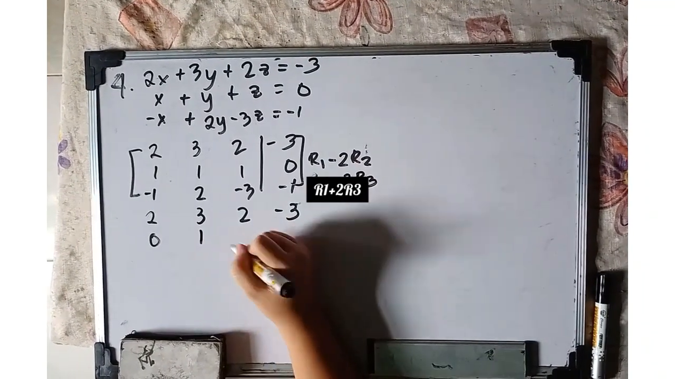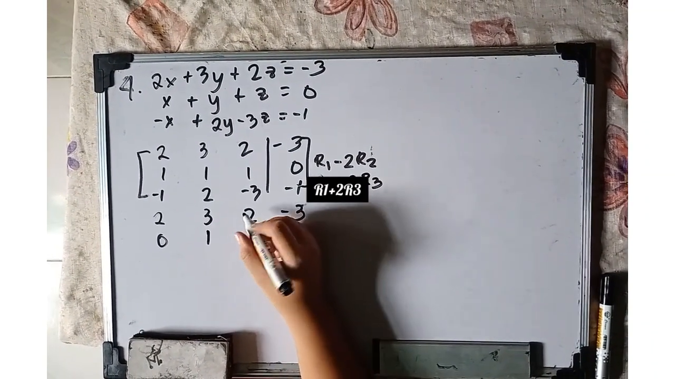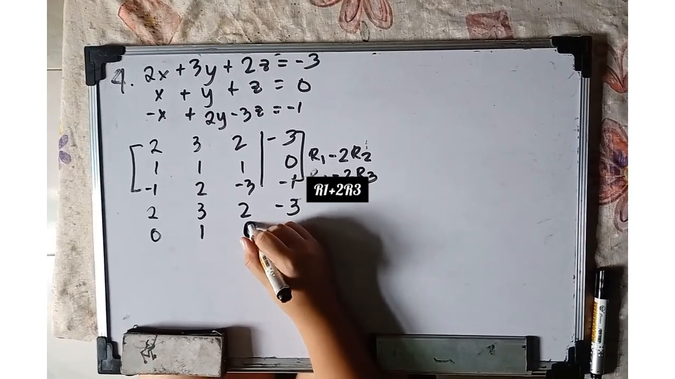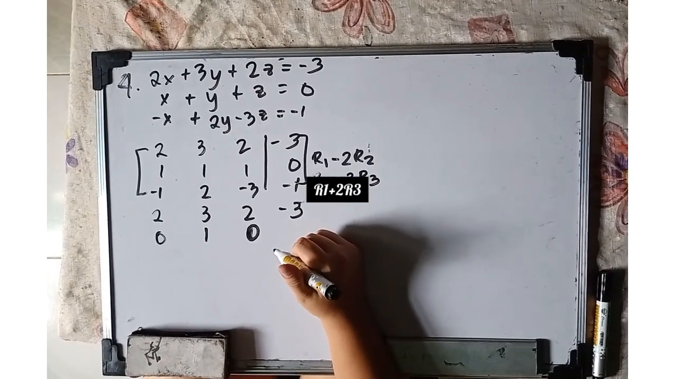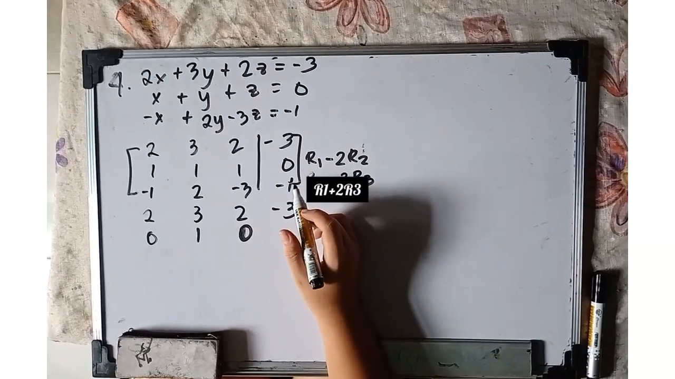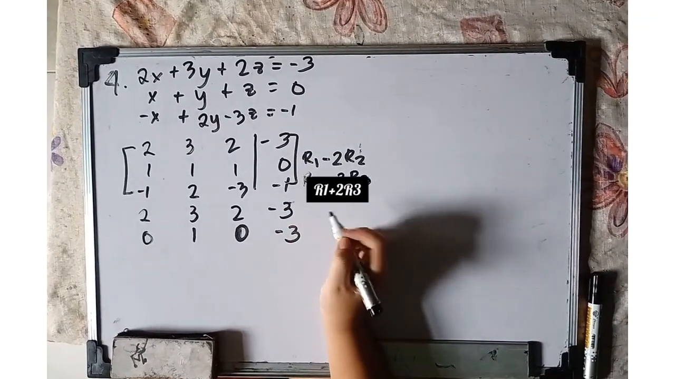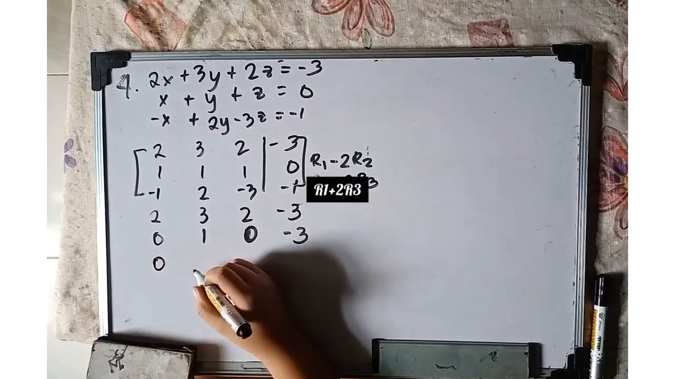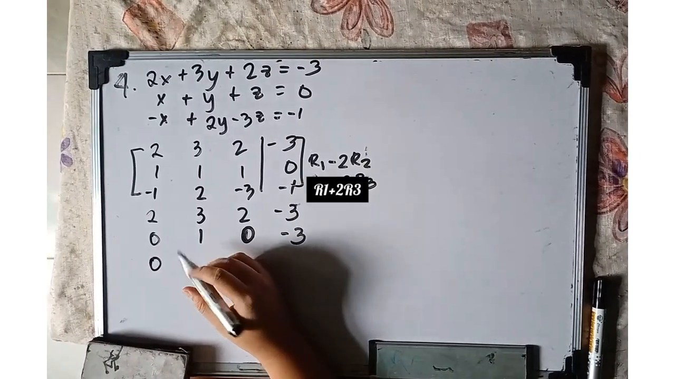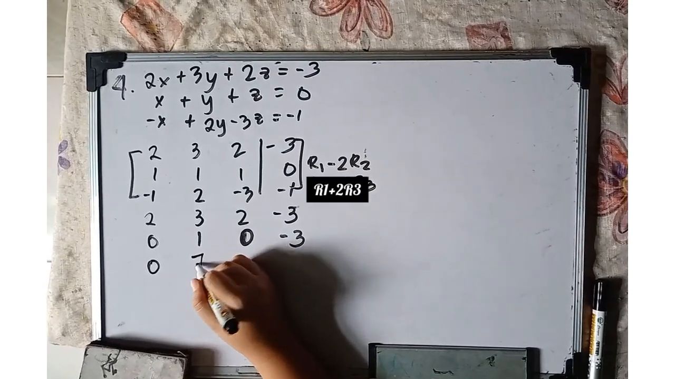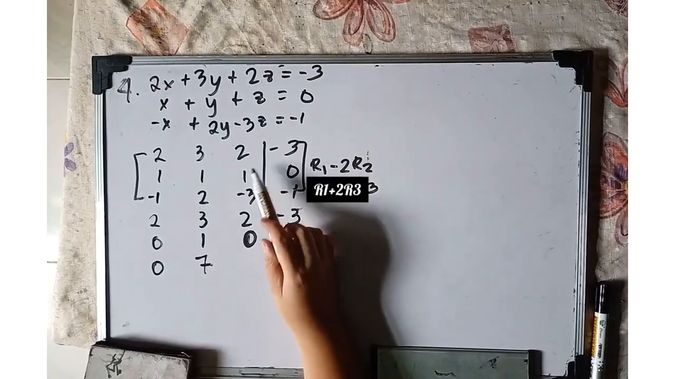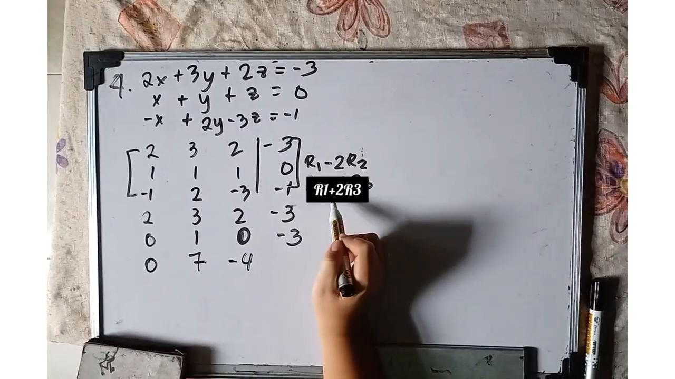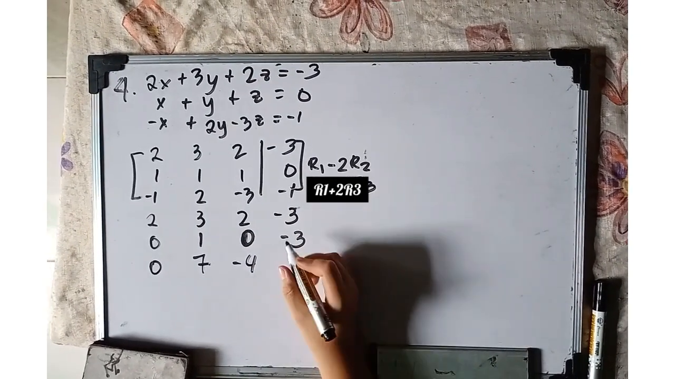The first entry is 1, 2 minus 2 times 1 is 0, and then negative 3 minus 2 times 0 is negative 3. So for the third row, 2 minus 2 times negative 1 is 0. 3 minus 2 times 2 is 7. And then 2 minus 2 times negative 3 is negative 4. And then negative 3 minus 2 times negative 1 is negative 5.